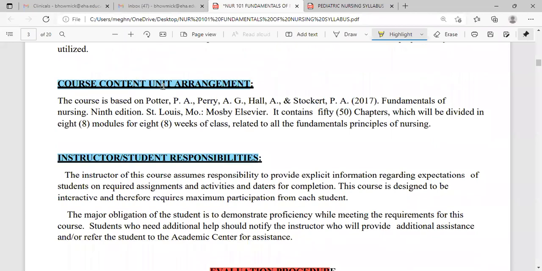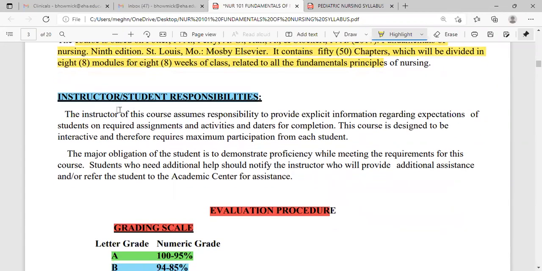The course content here: the course is based on the book named Potter and Perry, Fundamentals of Nursing, St. Louis, this is the writer's name. And also this is the book name. You can buy it for yourself. Now here is instructor and student responsibility.